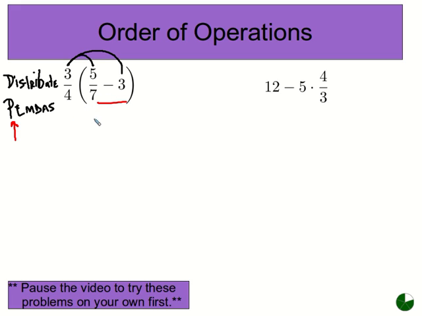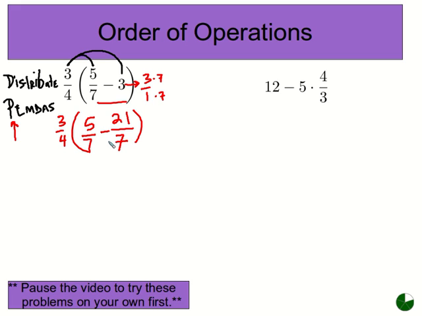So 5/7 minus 3. I need a common denominator. Remember that 3 is the same as 3/1. So I want its denominator to be a 7. 3/1, change it to a denominator of 7 by multiplying top and bottom by 7, and 21/7. So I'm doing 5/7 minus 21/7, and then I'm multiplying the answer by 3/4.